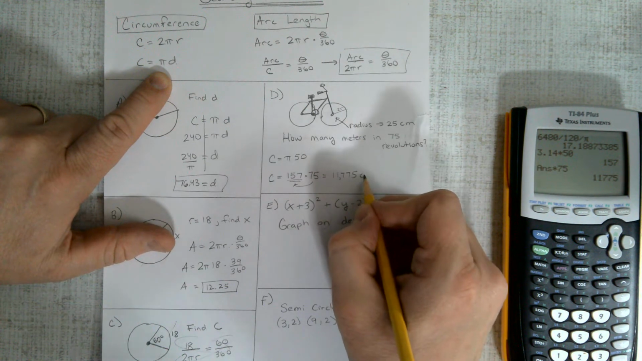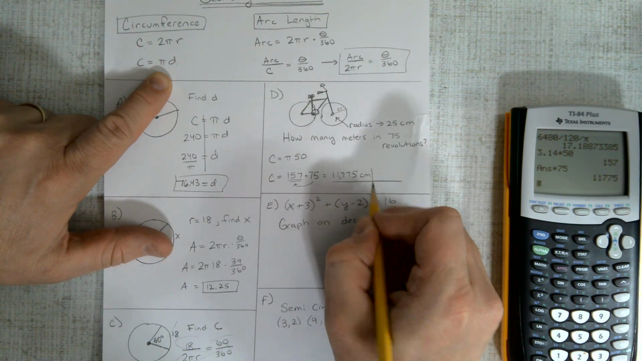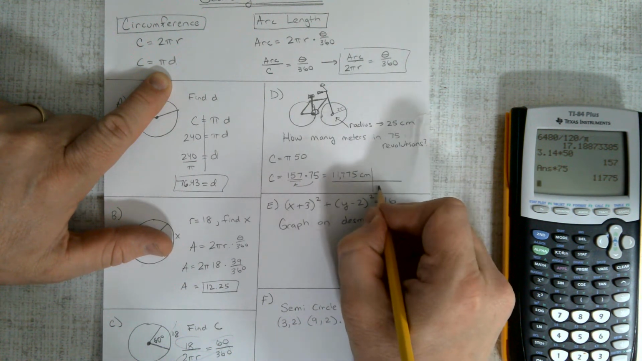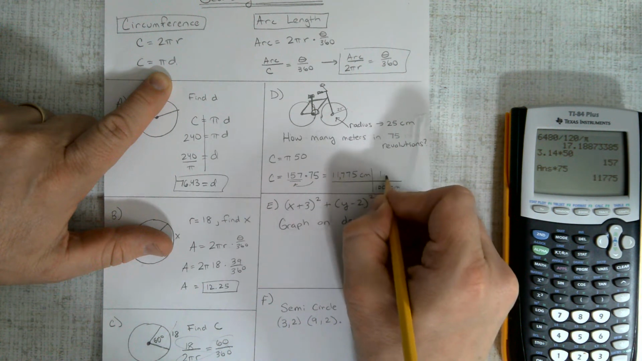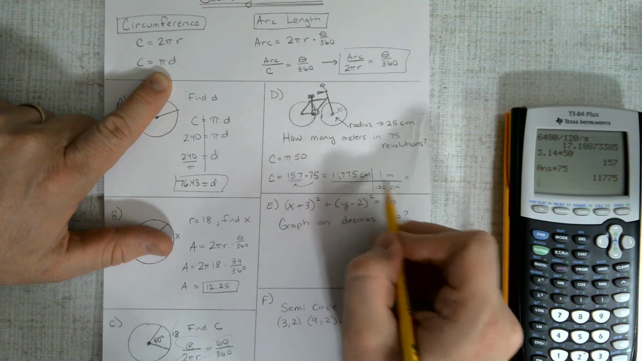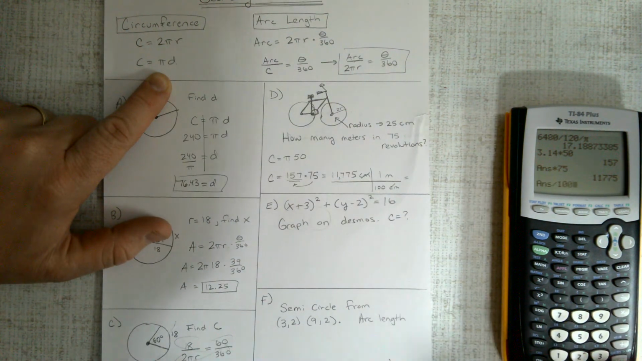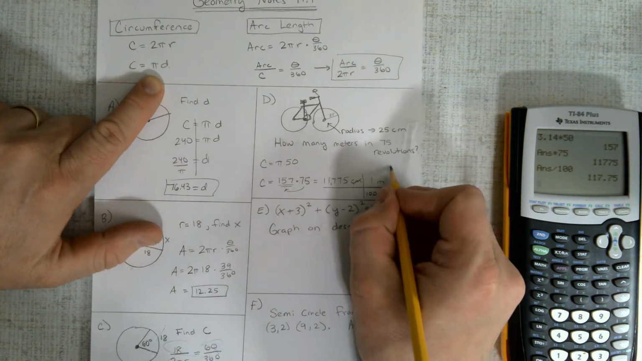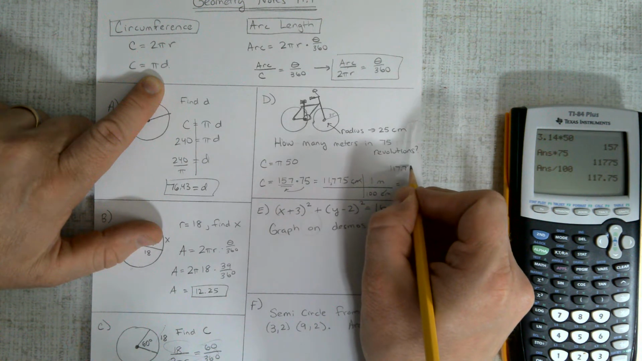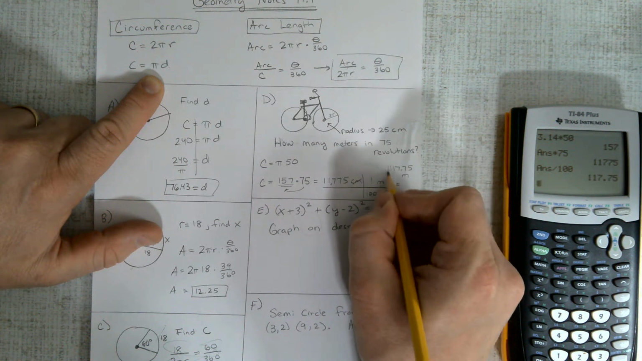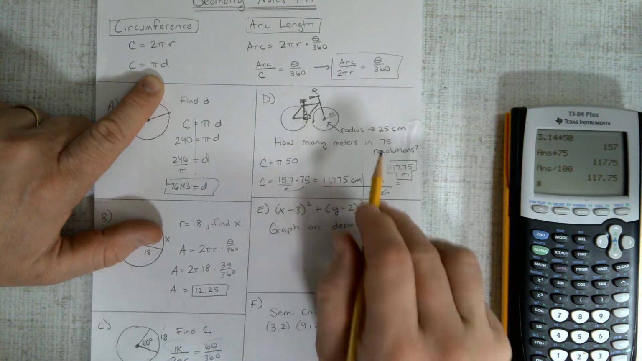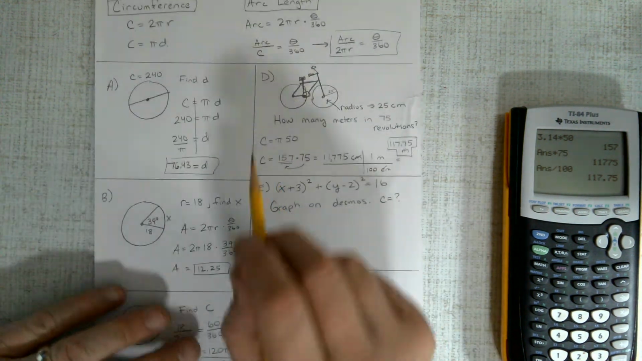However, this is in centimeters, and the question asks for meters. So 100 centimeters is 1 meter. So I have to write it like this, cross this off, divide this by 100, and there we have it, 117.75 meters. Classic problems about bicycles.